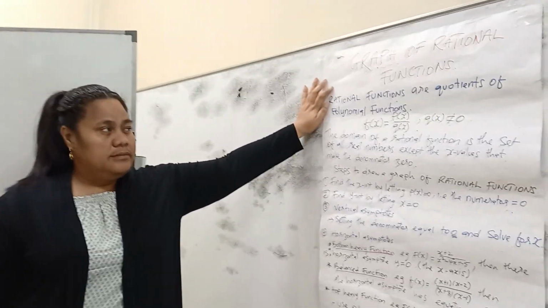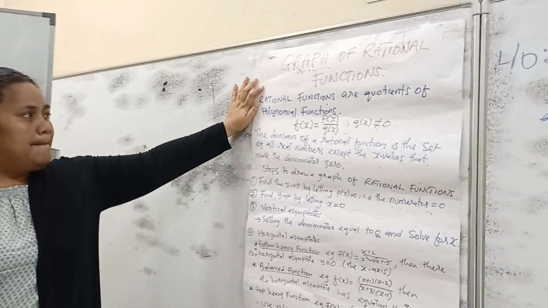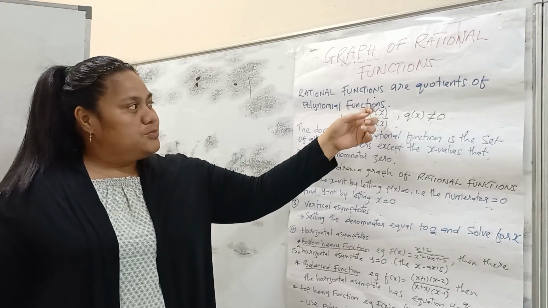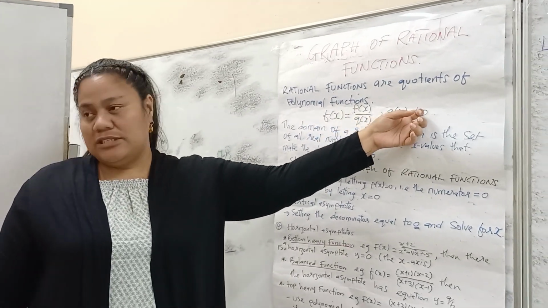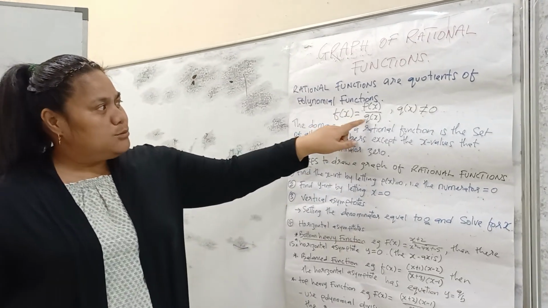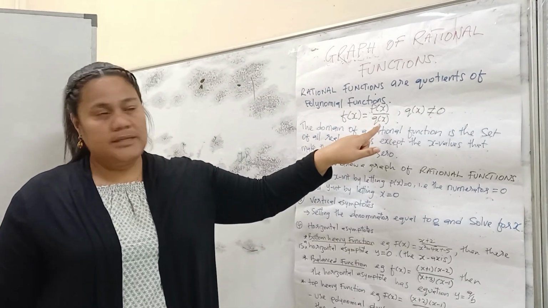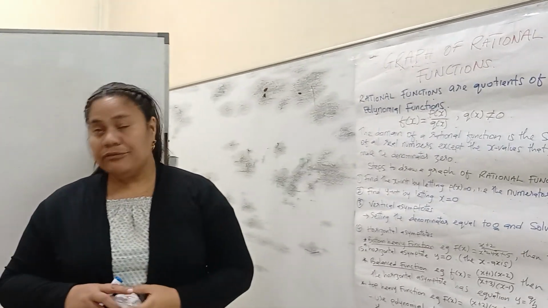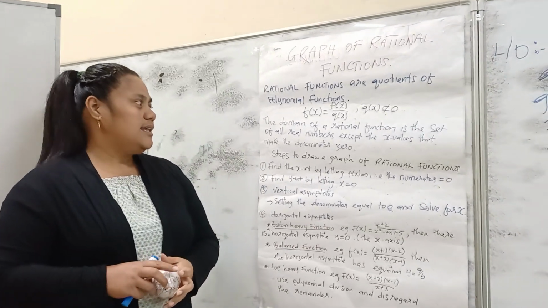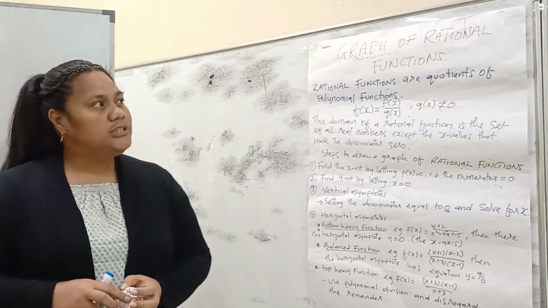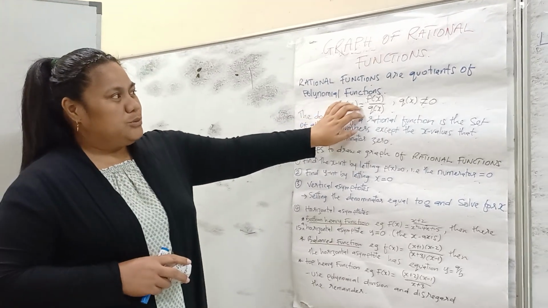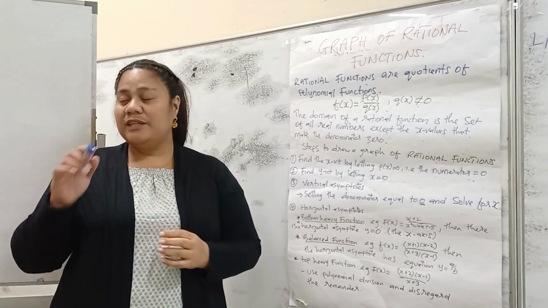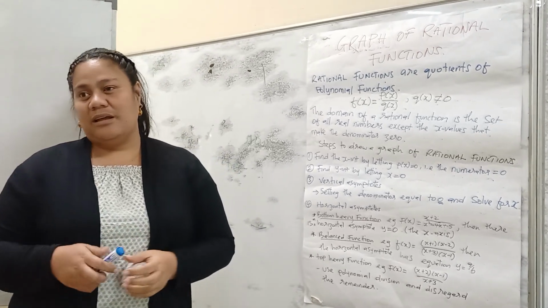This is the rational function, a quotient of polynomial functions, okay? f(x) is equal to p(x) over q(x), when q(x) is not equal to 0, which means that this one cannot equal 0. The domain of a rational function is the set of all real numbers, except the x values that make the denominator 0. So if the denominator is 0, then you can't show the graph of it.